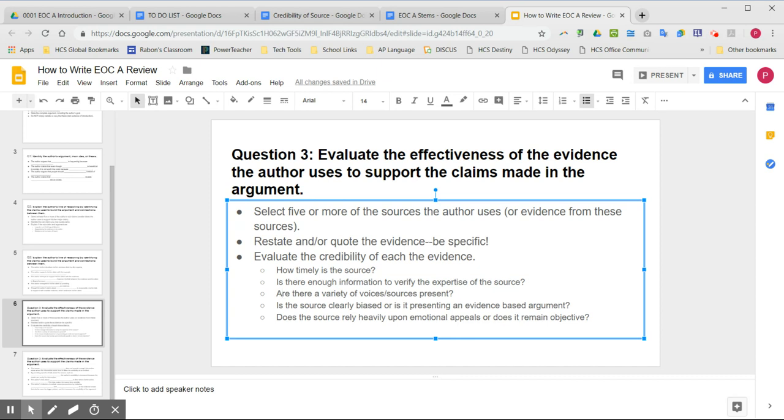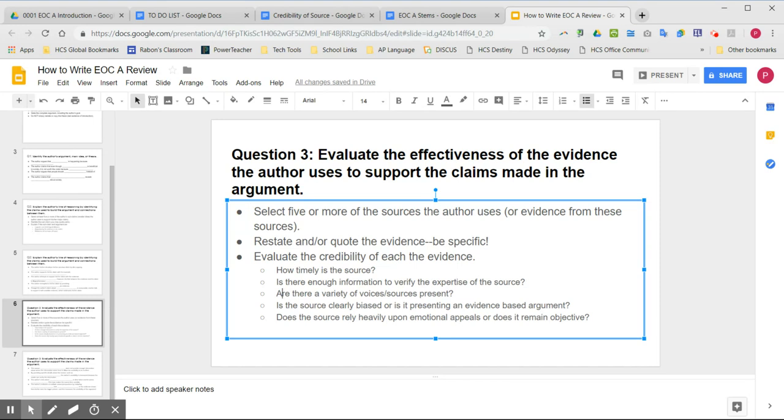Are there a variety of voices and sources present? This might be something as you're pulling the examples together. This would be a good place to say, well, all of the sources really all come from one type of thing. They all come from a conservative news outlet. They all come from a liberal news outlet. They all come from social media. They all come from a single journal or academic peer-reviewed journal. In that case, it's not as credible because we're not getting a variety.